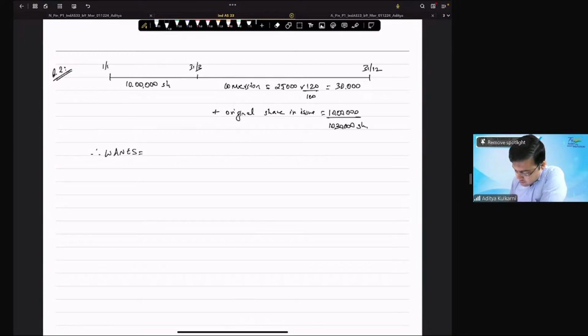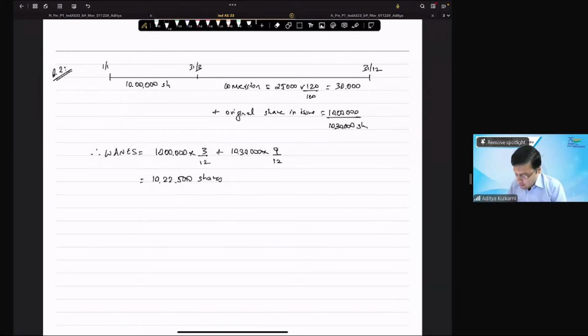Therefore, weighted average number of equity shares is 10 lakh into 3 by 12. अच्छा ठीक है, आपने क्यूमुलेटिव लिया है. Yes. 31st March. 7, 7, 9 by 12. Correct. 10 lakh 22,500. Is it okay? Any doubts? No, sir. Clear.